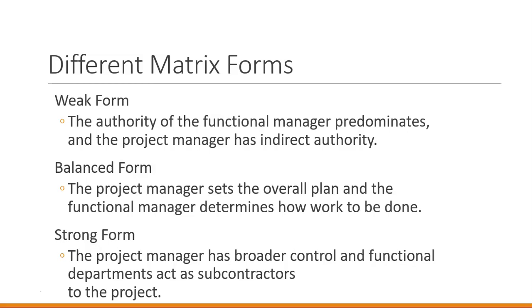In a balanced form, the project manager sets the overall plan, and then the functional manager determines how the work is going to be assigned and done. So the project manager and the functional manager, the department manager, work hand in hand to make decisions about how this project is going to be carried out. And in the strong form, the project manager has more control, and the functional departments act as subcontractors on the project.